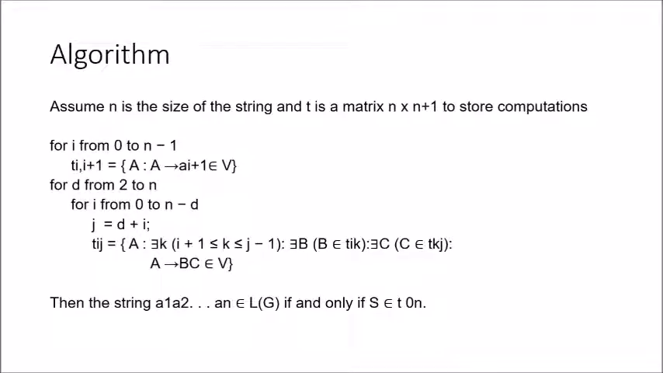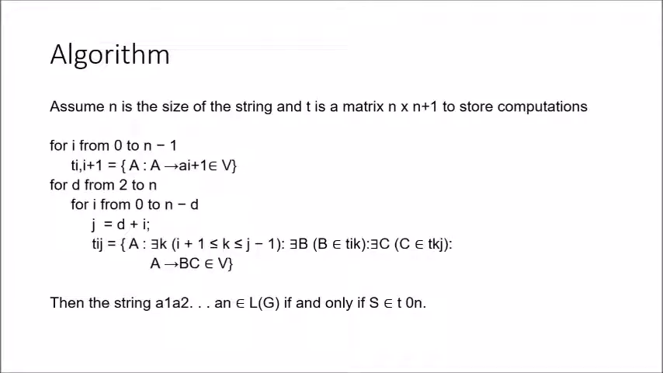So this is the algorithm. First we assume n is the size of the string and t is a matrix of size n by n plus 1 to store our computations. So we loop from 0 to n minus 1, and this determines our first row of variables that produce our terminal symbols.